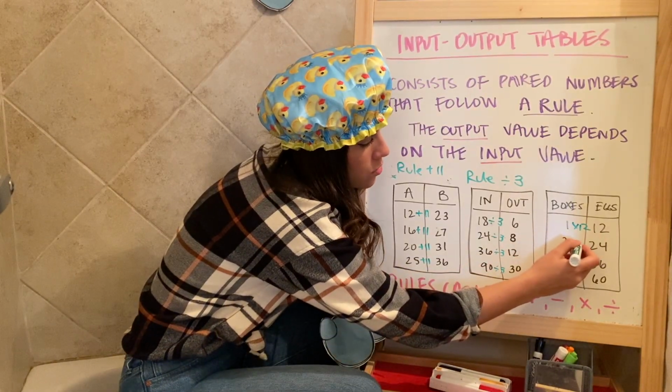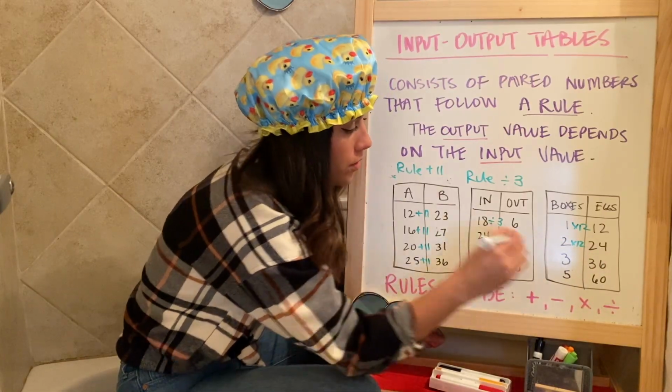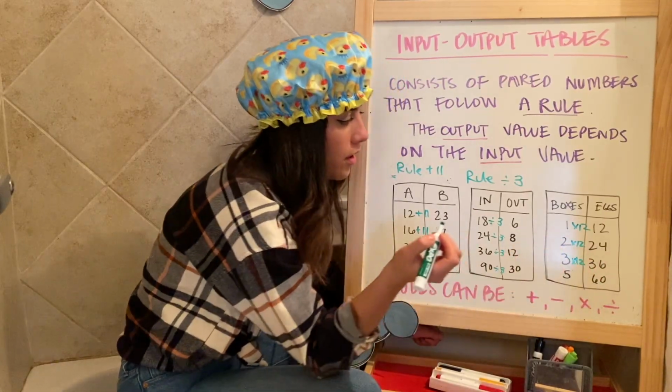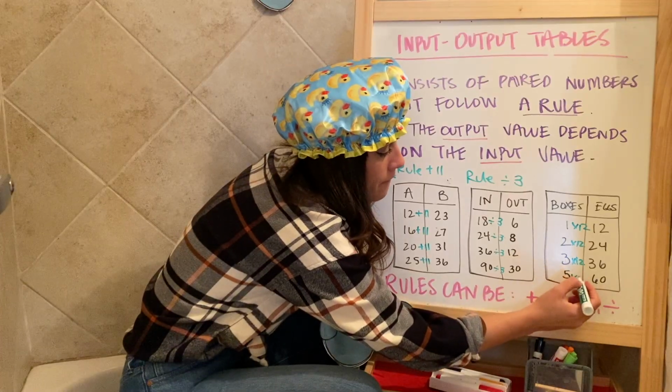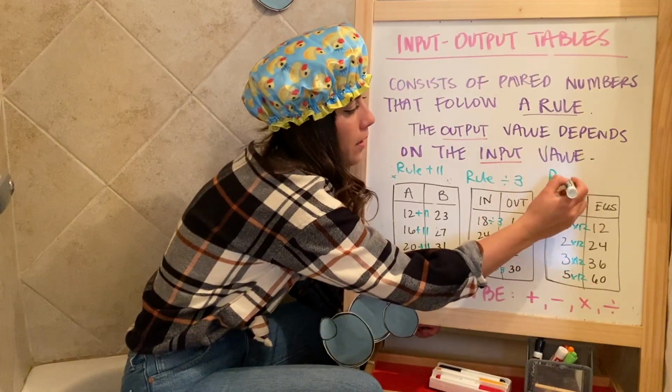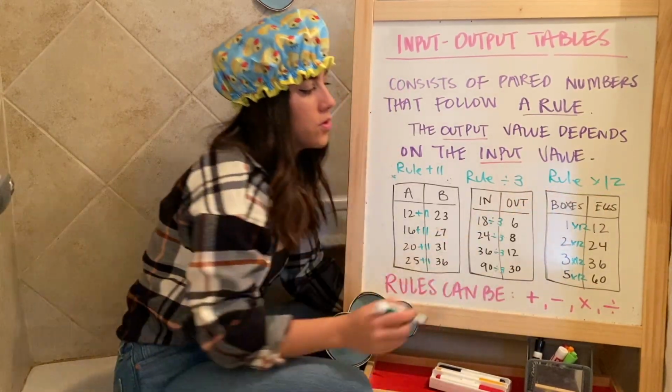2 times 12 is 24. Yep. 3 times 12 is 36. Yep. And 5 times 12 is 60. So my rule here is times 12.